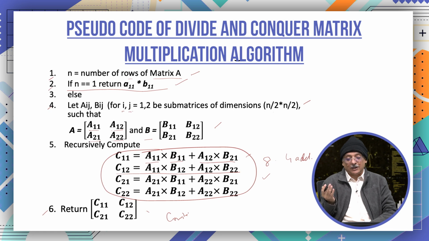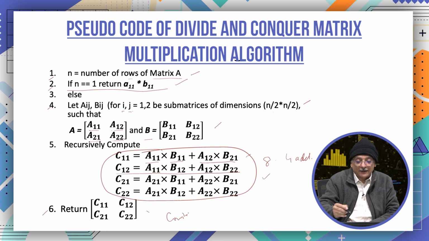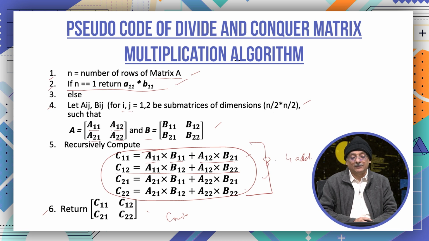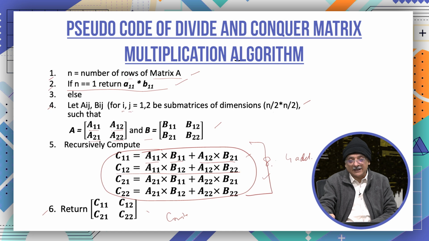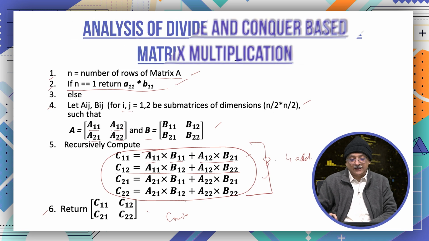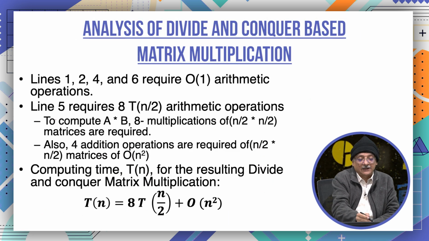We don't have to worry about that. However, this is what is going to consume our maximum amount of time. So how many multiplications? 8 multiplications. How many additions? 4 additions. All right, so let's look into that particular thing.